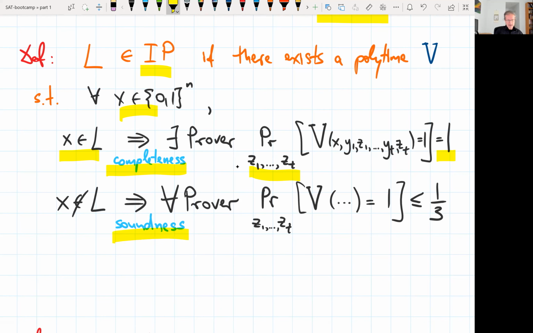Soundness says that if X is not in the language, then no matter how clever or how devious the prover is, the verifier will accept with probability bounded away from 1. The probability over randomness Z1 through Zt that the verifier accepts is going to be, say, less than 1/3. So you have a gap between completeness and soundness, 1 in one case and at most 1/3 in the other case.